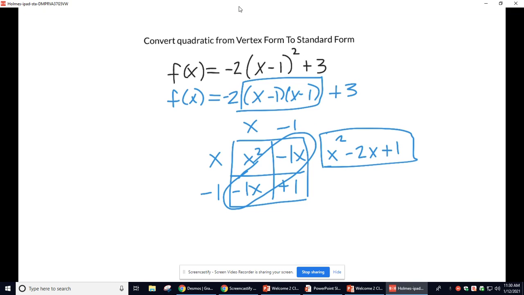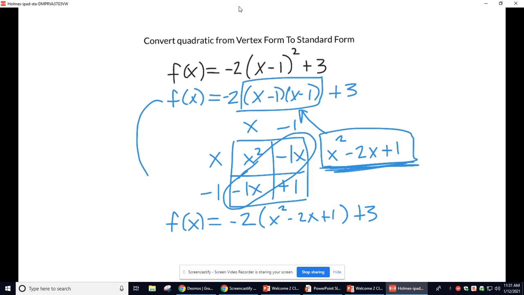So this right here that we got is really just this piece, and we're going to replace it with that. x minus 1 times x minus 1 is really just x squared minus 2x plus 1. So let's rewrite our problem down here and finish this off. So we have negative 2 times whatever we got, which is x squared minus 2x plus 1, plus 3. So we're just copying down everything, and we're replacing the work that we did inside the parentheses.